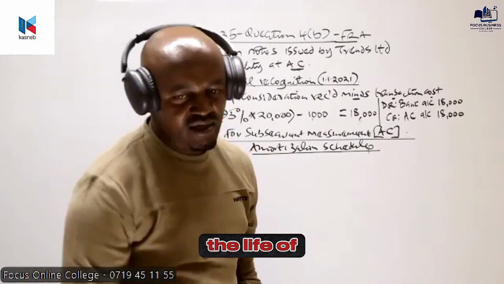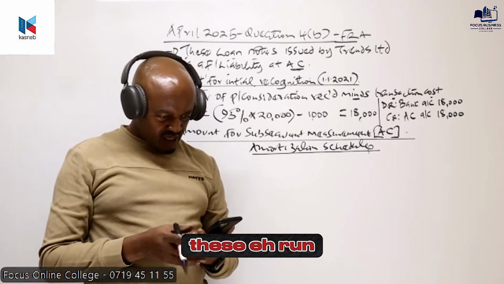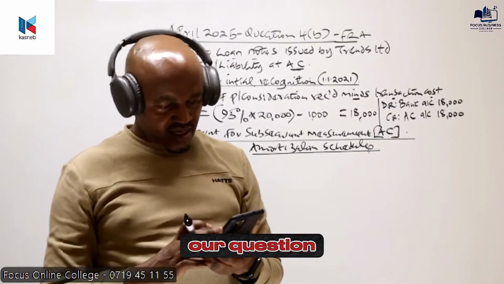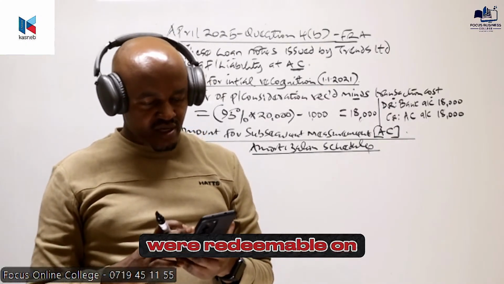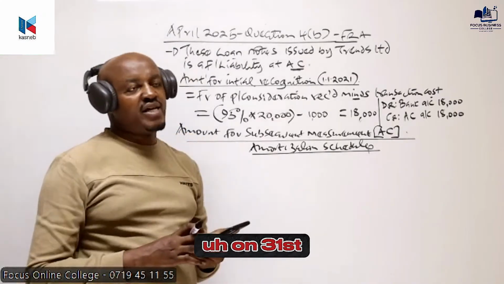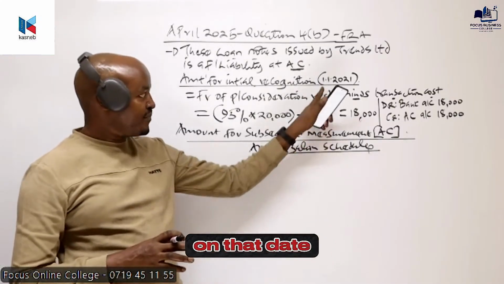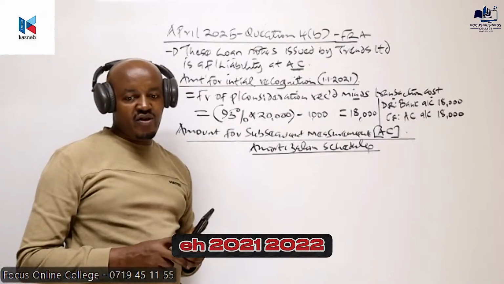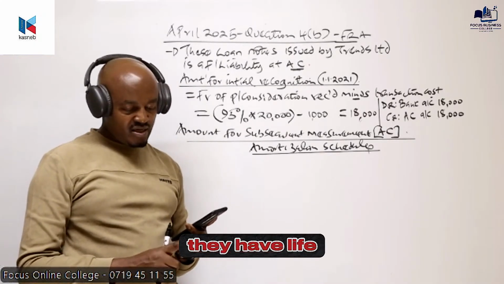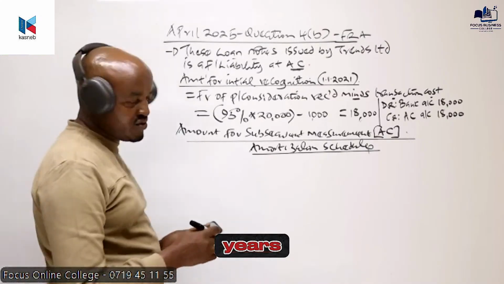So we need to determine the life of these raw notes. In paragraph 2 of our question, we are told the raw notes were redeemable on 31st of December 2024. Remember the date they were issued. They will be having a life of how many years? 2021, 2022, 2023, 2024. They have a life of 4 years. So we need to prepare the amortization schedule for those 4 years.